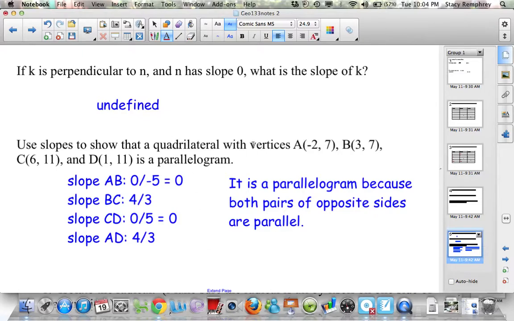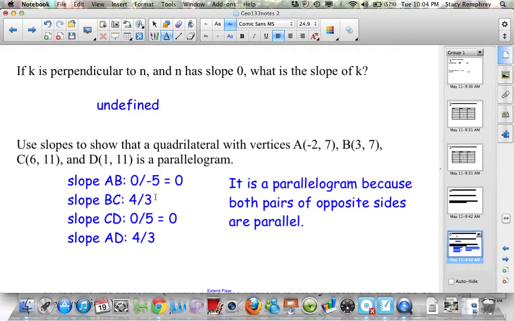For the quadrilateral ABCD, you'll find the slope between 2 points. So between A and B, B and C, C and D, and A and D. I did that here. Again, I talked to you about yesterday that you could do that by just doing 7 minus 7 over negative 2 minus 3. Some of you can kind of look at that and say, well, to go from 7 to 7, I'm going to rise 0. To go from negative 2 to 3, I'm going to go 5, positive, negative.